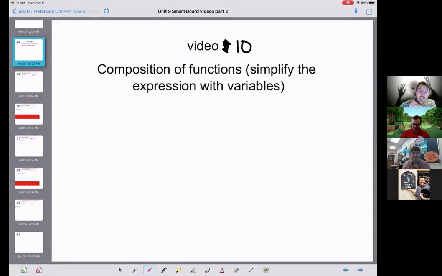All right, this is video 10, composition of functions, simplifying expressions with variables. I'm joined by Mr. Nelson and Miss Johnson. I'm represented by the forces of good, Miss Johnson by the forces of evil, and Mr. Nelson is going to be our moderator.